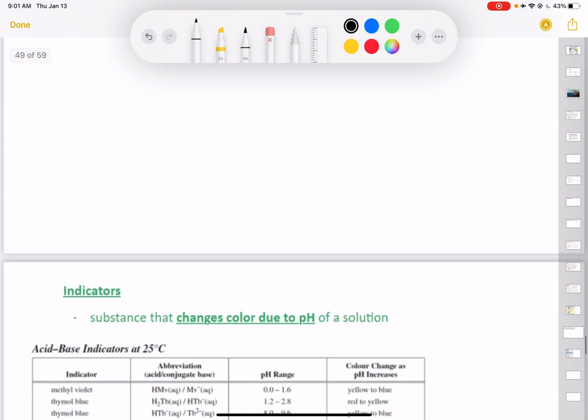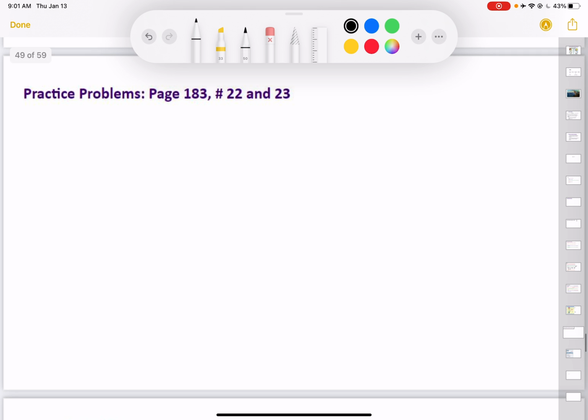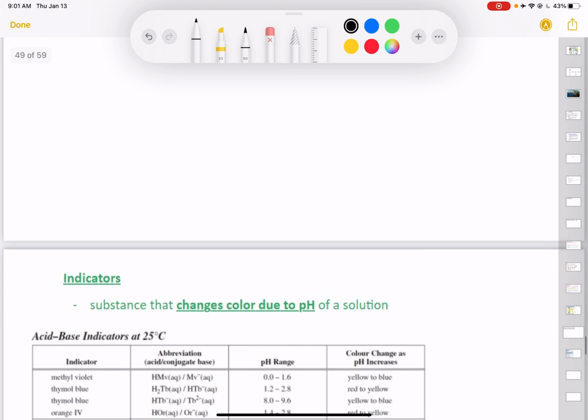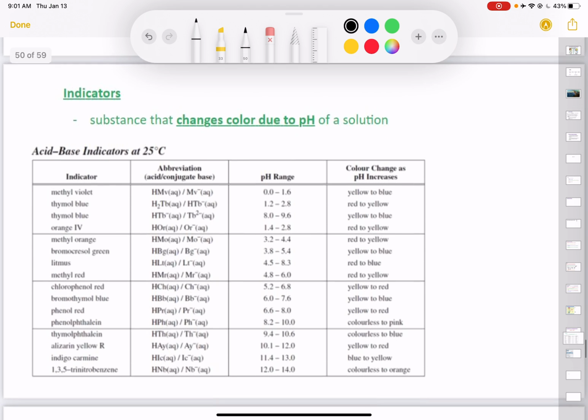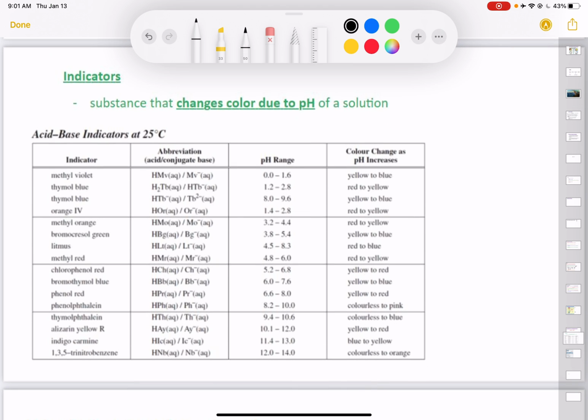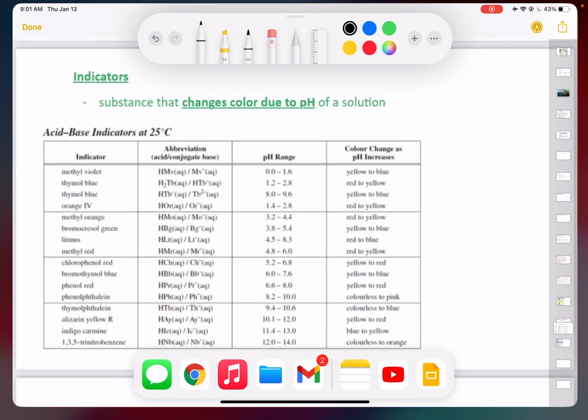So there's some practice problems there that you can try out in your book. Okay. I'm just going to keep going. And the last section here is on indicators. So substances that change color due to the pH of a solution. And you can find this table in your data booklet.